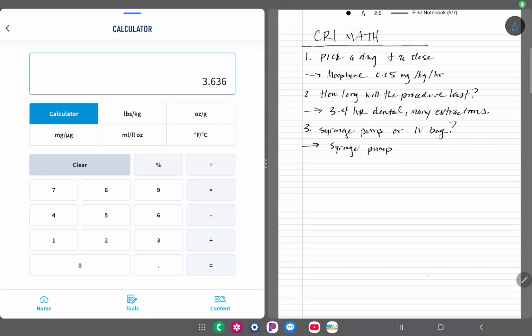Hello, we're going to talk about some CRI math. So some things you want to think about before you get started are what kind of dose are you picking?